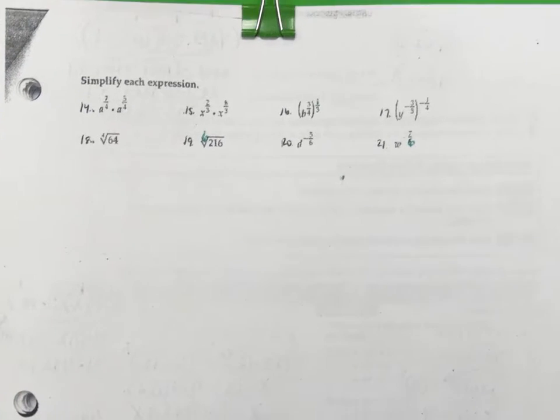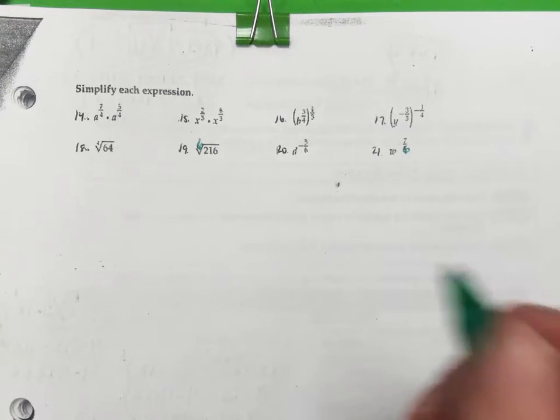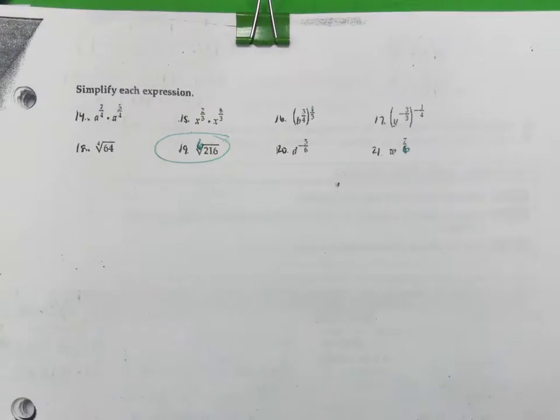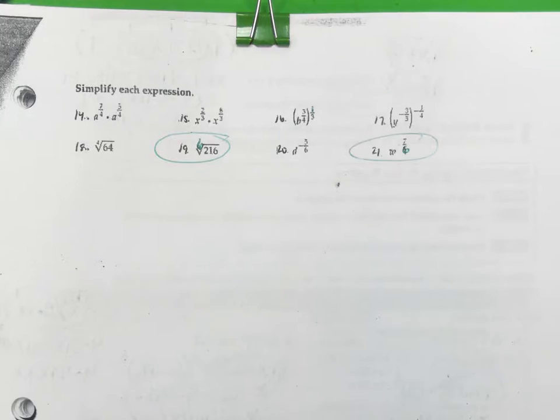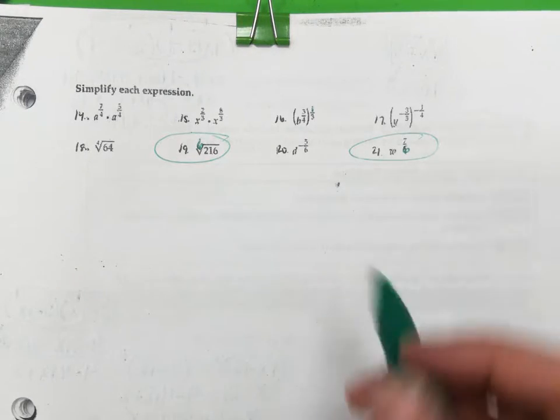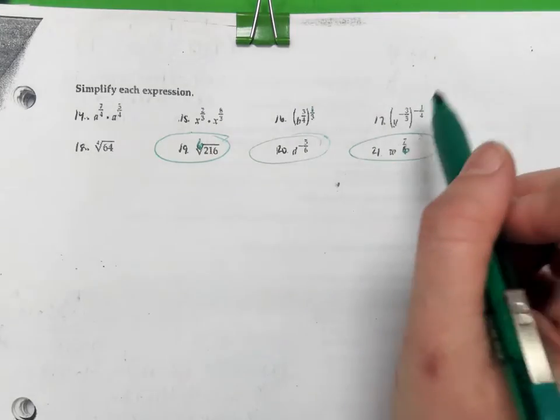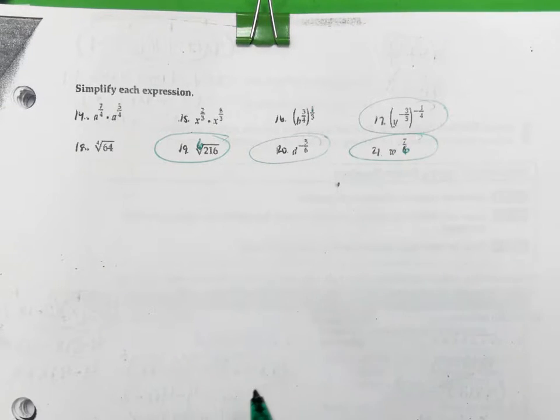Okay, which ones do you want me to go over? 19? 28? 21, okay. Any other ones? 20? 17? I don't have time.